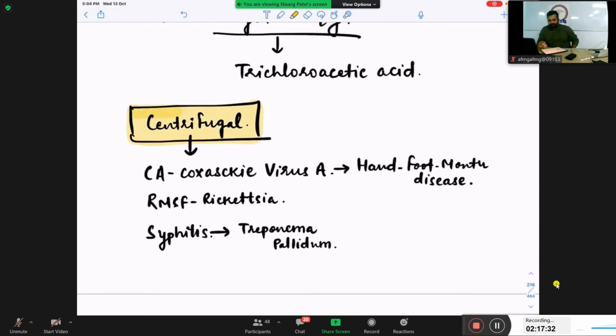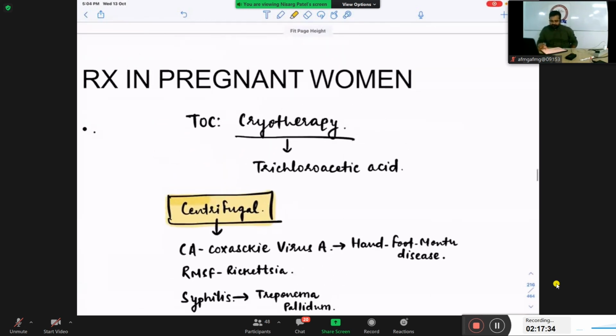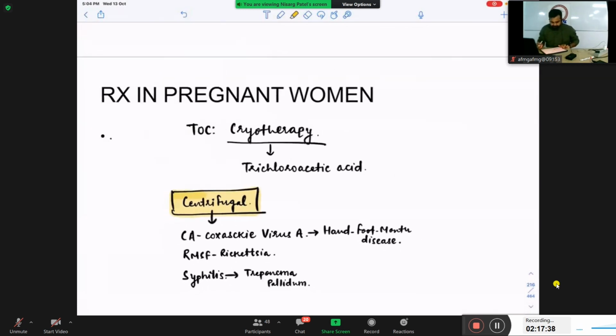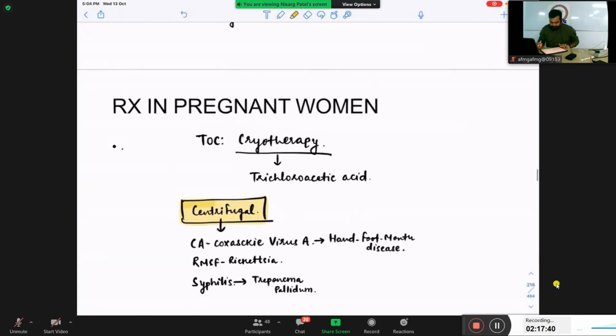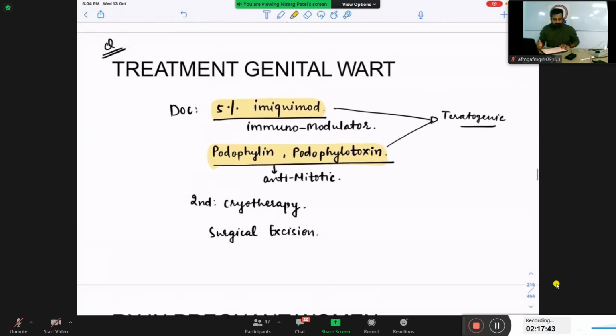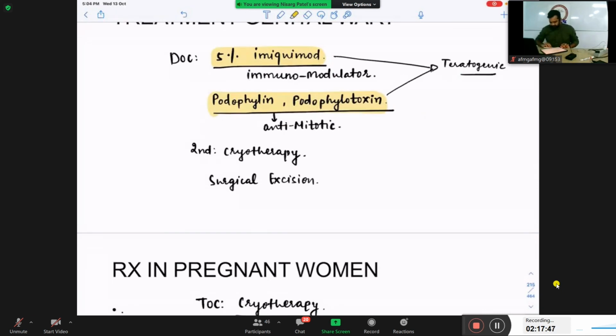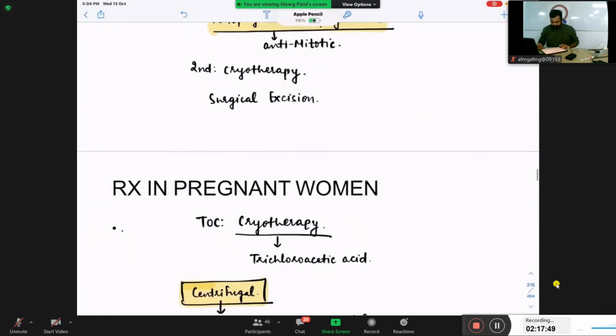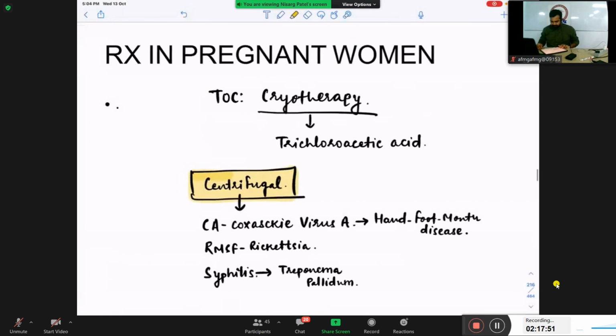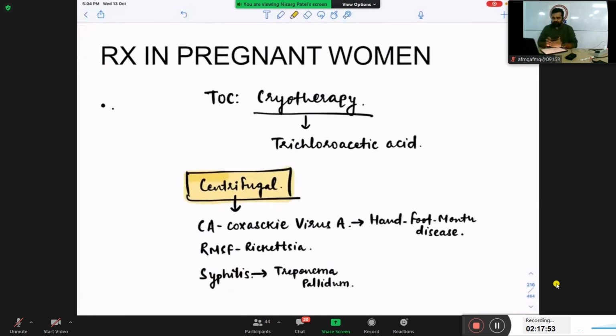ओके, शॉर्ट ब्रेक लेते हैं, फिर सेक्सुअली ट्रांसमिटेड डिजीज चालू करेंगे. So we will start by 5:30. We will start after 30 minutes.